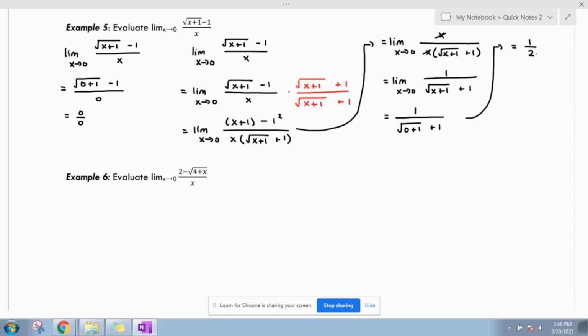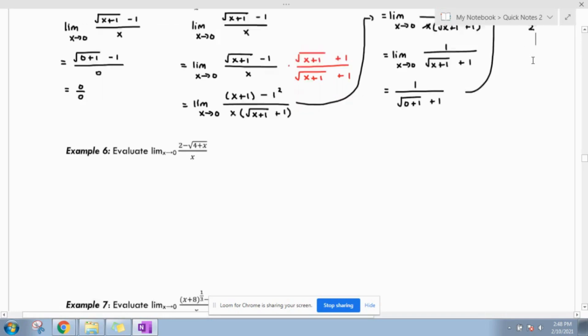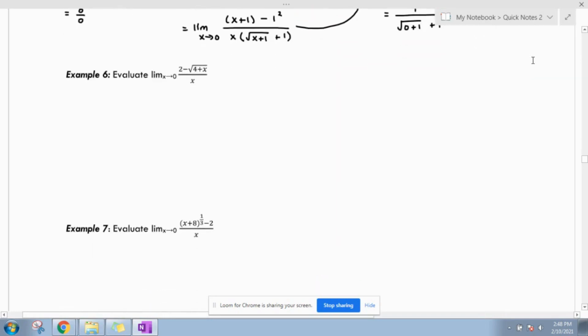Let's take a look at example 6, which is very similar. Example 6 says evaluate the limit as x approaches 0 of (2 minus the square root of 4 plus x) all over x. Again, I always double check that if I do direct substitution and it gives me indeterminate form, then I'm going to have to change it. If it doesn't, then you already get your limit right away.